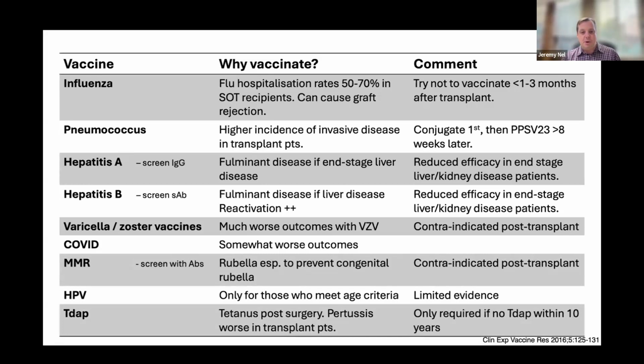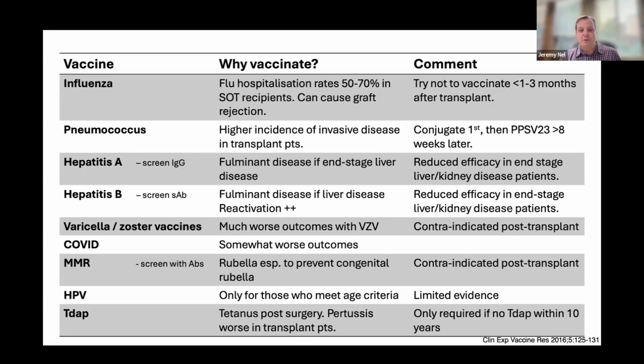And then the Tdap one, so tetanus, diphtheria, and acellular pertussis. Again, you can get tetanus post-surgery, especially the lung transplants, which have these awful kind of scars on the chest. And then pertussis is also worse in transplant patients. All right. So that's a kind of overview.